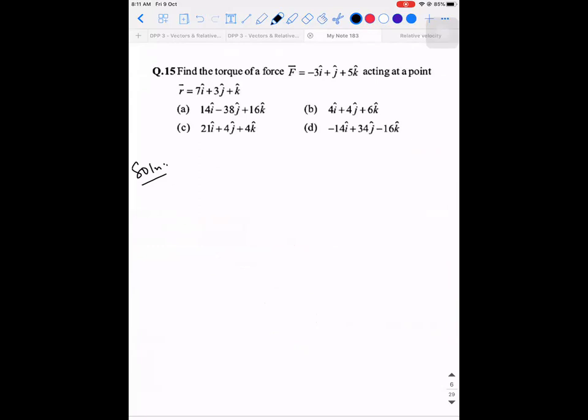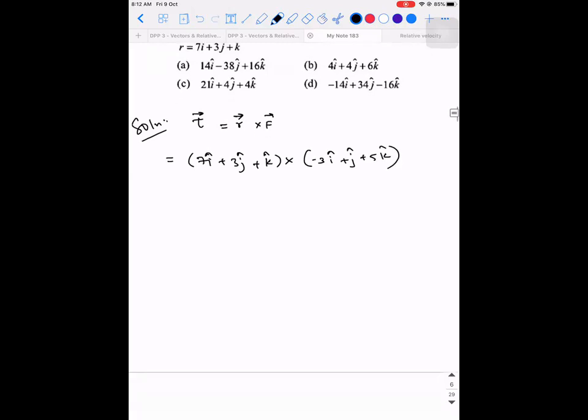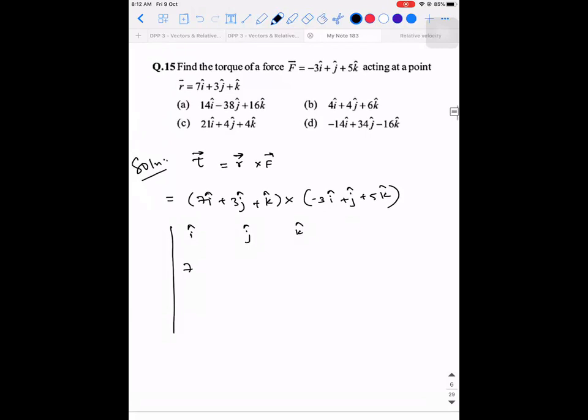Find the torque. So it's option A, sir. Yes. So option A is the answer. Right. Next.